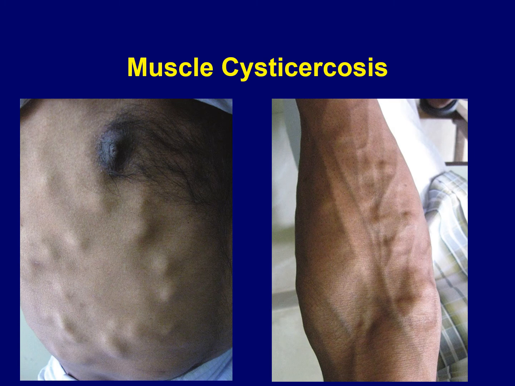This is what muscle cysticercosis looks like in a human. You see these nodules here, and this is basically the larval cyst. Patients can have dozens, even hundreds of these larval cysts. Similarly, a pig can also have these cysts.